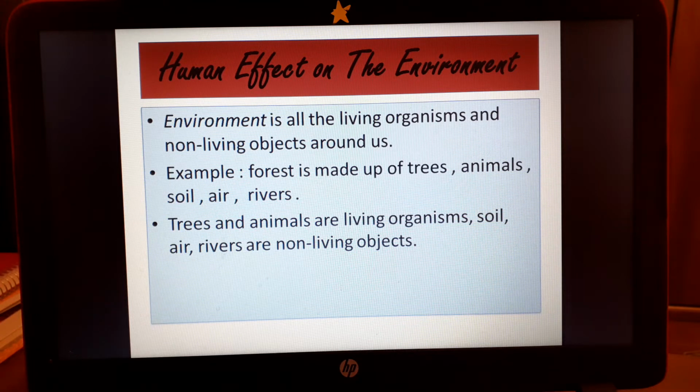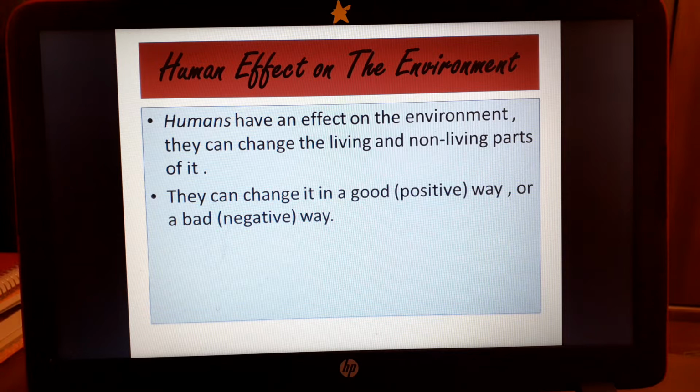Humans live in the environment and they affect it. They change things about it. Sometimes the change is good and sometimes the change is bad. So humans have a positive effect on the environment and unfortunately they have a negative one. And the negative one may destroy organisms like trees and animals or destroy non-living parts, like making air polluted, water polluted and also land.